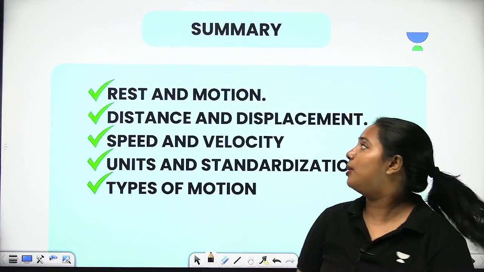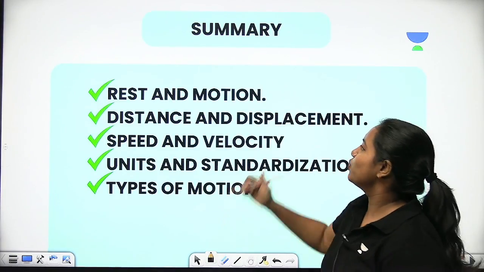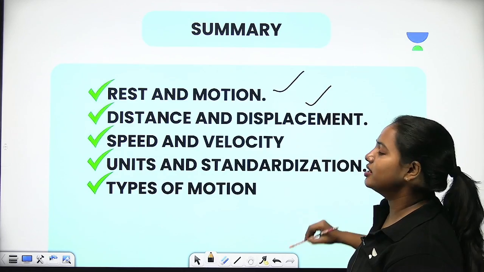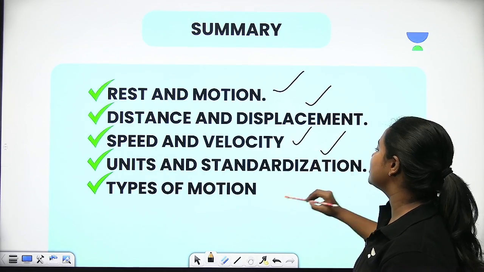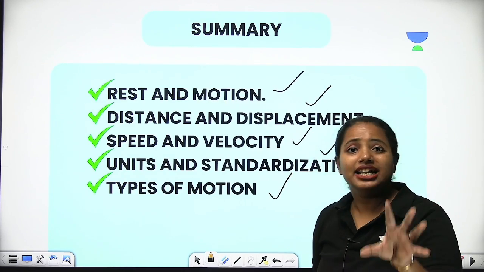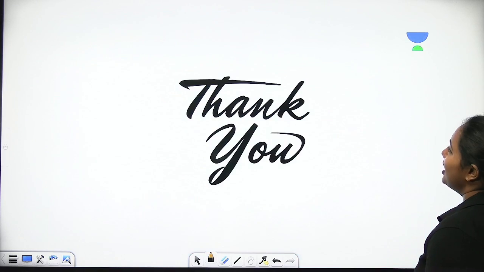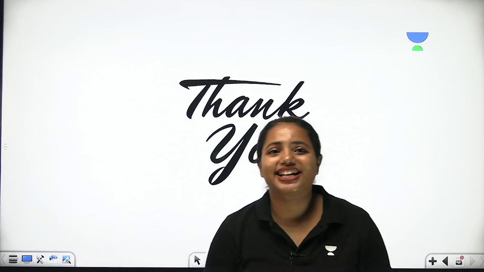And now we are moving towards the summary part. So we have covered rest and motion, distance and displacement, speed and velocity, units and standardization, and finally types of motion.